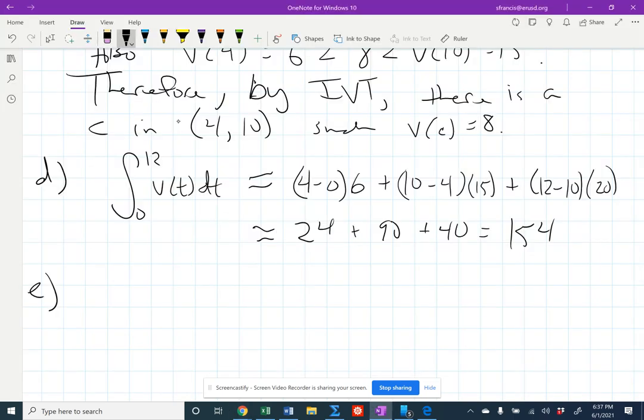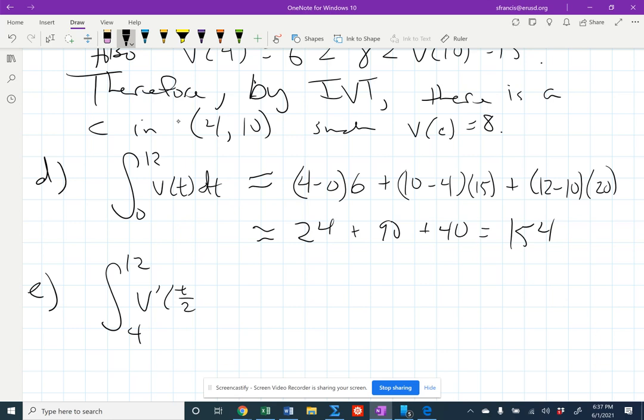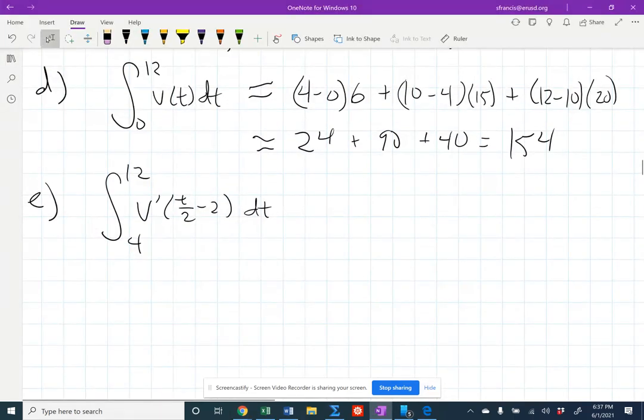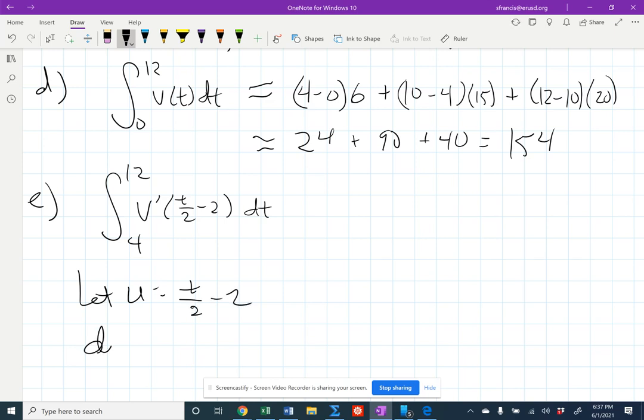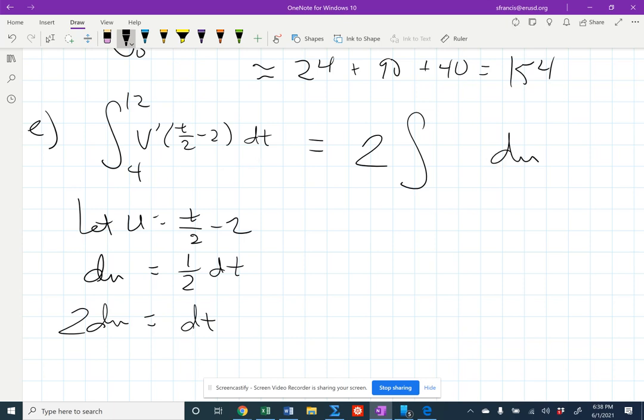This was the substitution problem they put on here. This is how they're going to put substitution on the free response question if it's there. Not all the time, but this is common. So you should work this out. Okay, so we're going to let u equal t over 2 minus 2. So du is going to be 1/2 dt. I don't have that half, so I'm going to multiply both sides by 2 to balance out the half and get just a dt over here.